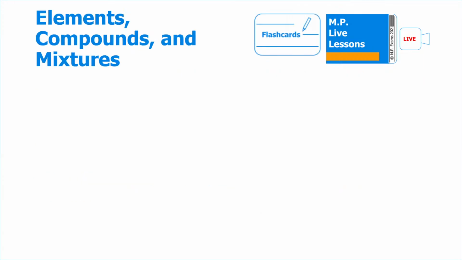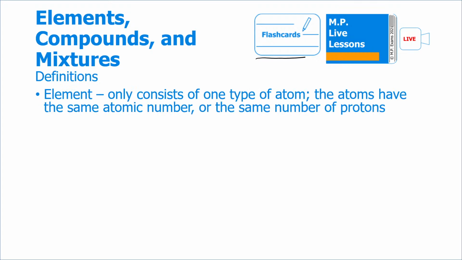Next, we have elements, compounds, and mixtures. Now, I suggest you get these down onto flashcards, and you may see this flashcard icon in the top right reappear many times throughout this lesson. We need to learn a few definitions first. An element consists of one type of atom. This is the same number of protons, for example. For example, carbon atoms are an element, and they only consist of atoms that have 6 protons.